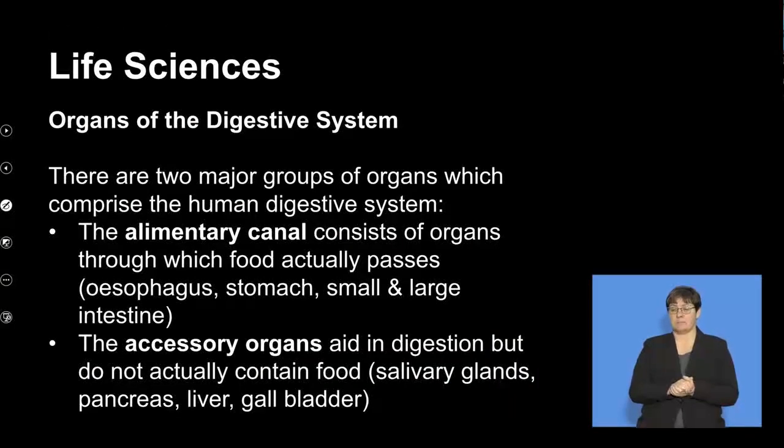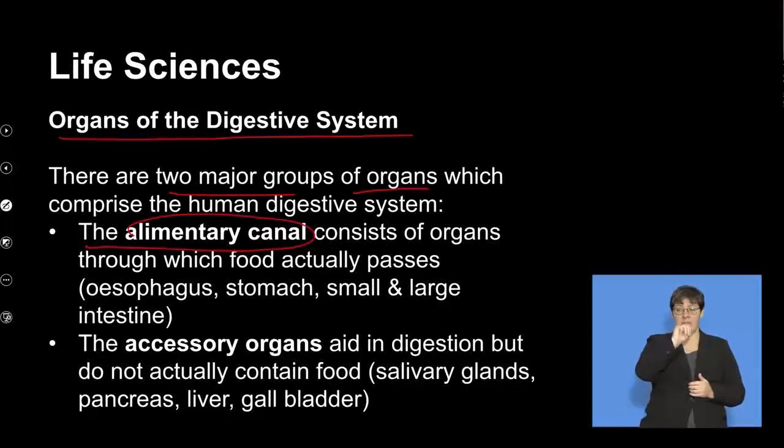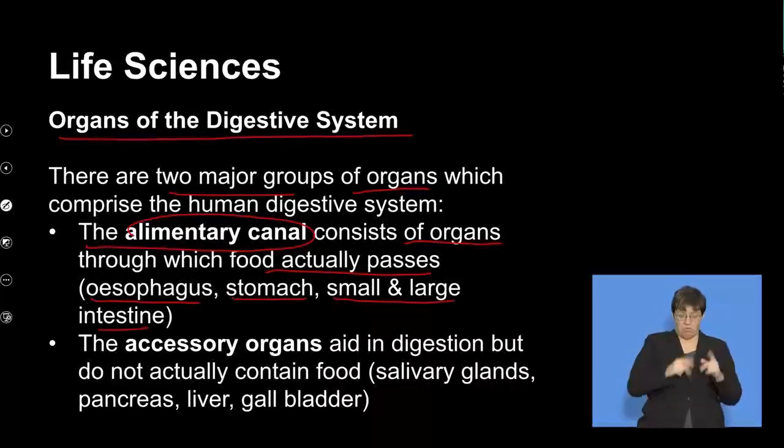It's important that we unpack what the organs are. There are 2 major groups of organs which make up the human digestive system. We refer to them as the alimentary canal, which consists of organs through which food will pass. These include the esophagus, the stomach, and the small and large intestine. We call this the alimentary canal.